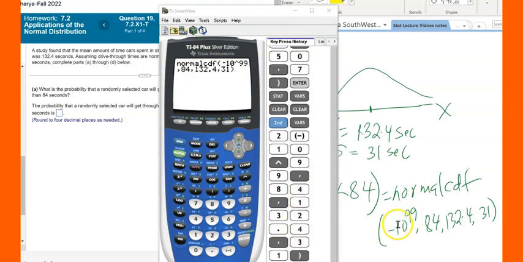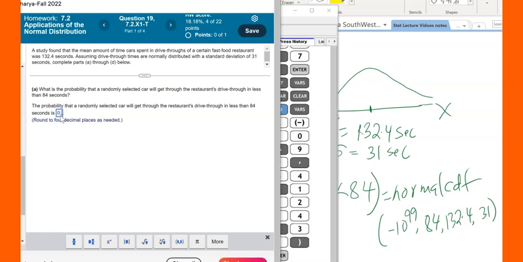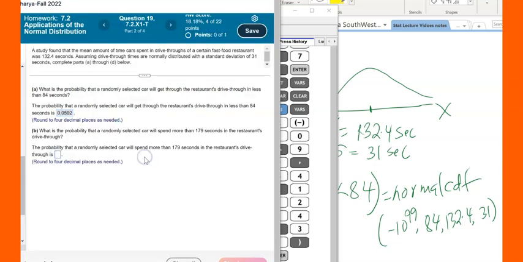I put that information here in the calculator under normal CDF, and I enter it, and get 0.059227. Rounded to 4 decimals, that gives you 0.0592. That's the answer, and you're good.